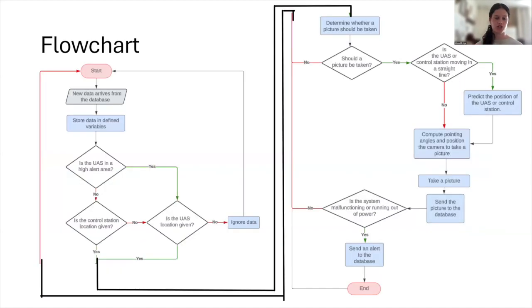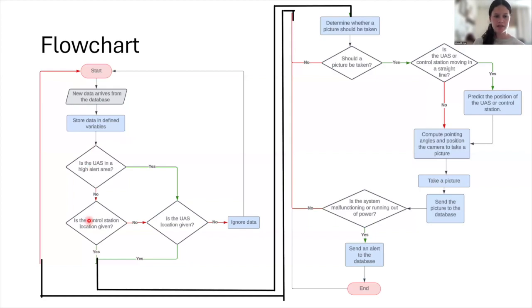Now, after constraints is the design, or flowchart in this case, since the system is only software. And the flowchart is as follows. I had to split it into 2 different parts, but they should be connected as if it was one entire vertical flowchart. The flowchart will start, the data will arrive to the database. I'm going to store the data and define variables.